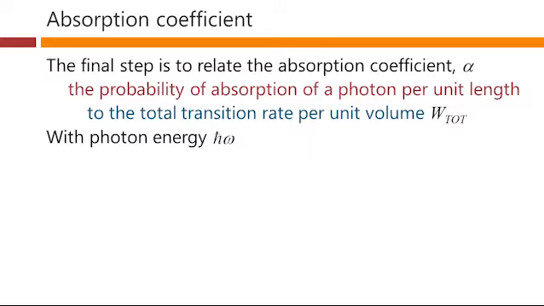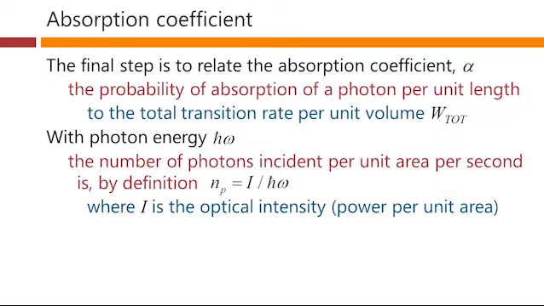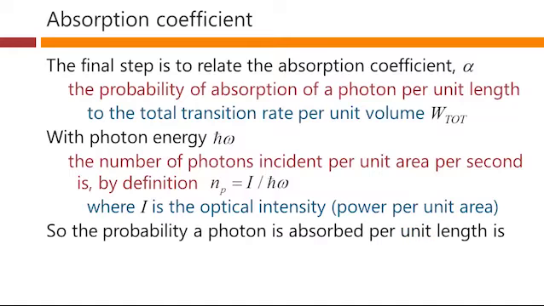With some photon energy h bar omega, the number of photons incident per unit area per second is by definition the intensity, that's the amount of energy per unit time per unit area, divided by the energy of a given photon. So that's the number of photons that arrive per unit area per second. And I here, as we said, is the optical intensity, that's power per unit area.